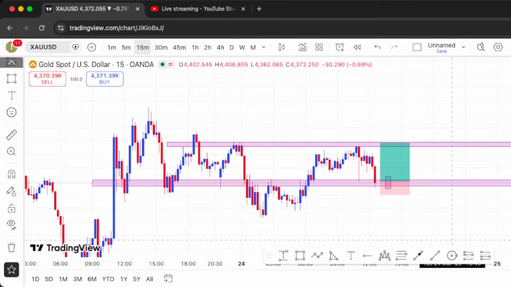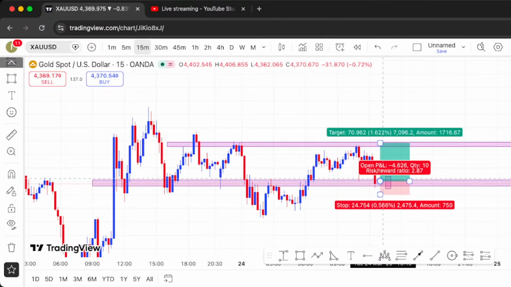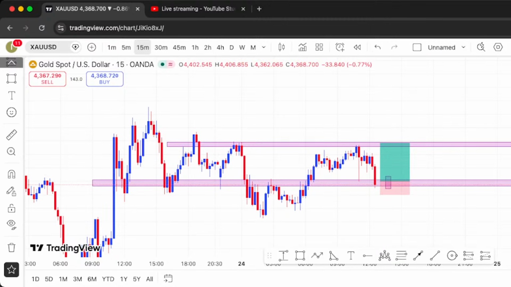And that's all about gold for this New York session. Looking for a buy opportunity, but once you get a confirmation at this level, at the other shoulder. Okay. Yes.